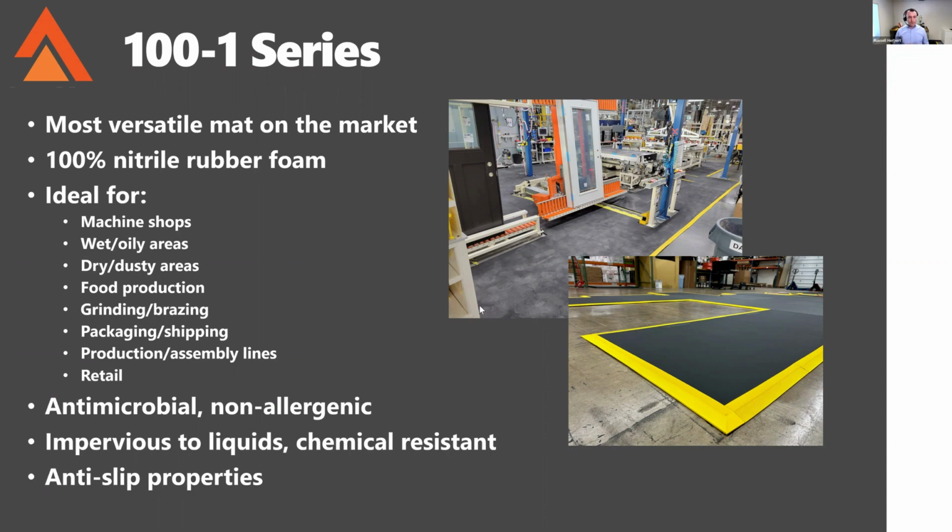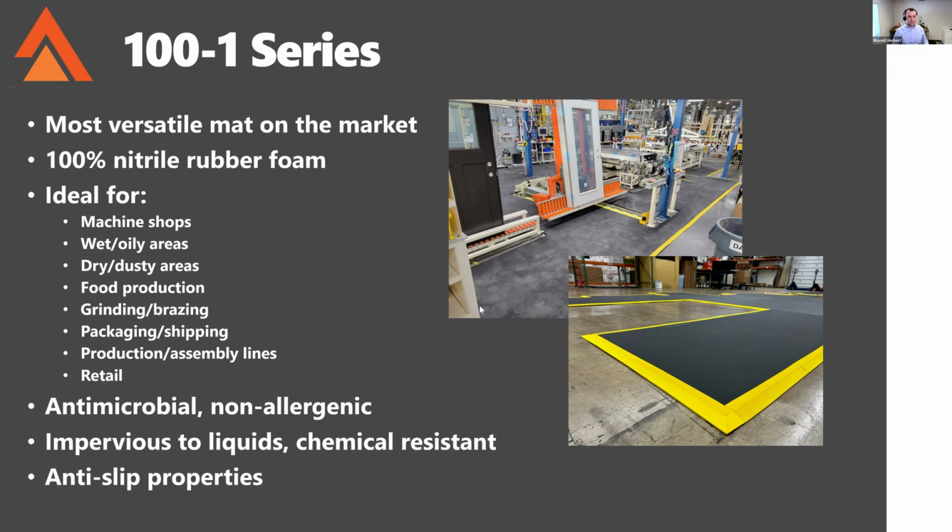And just to give you some ideas on where this can be used, machine shops are a great option, wet, oily areas, and then the opposite extreme of the dry, dusty areas as well. As I mentioned, food production is a great option for the 101 mat. It is suitable for grinding and brazing, so that sort of work is suitable for this mat. Although we wouldn't recommend it in a true welding cell, it is okay in more of a lighter grinding, brazing type environment.